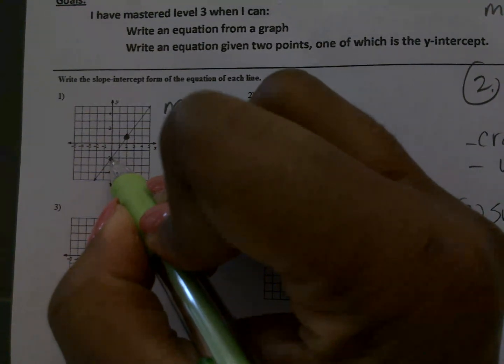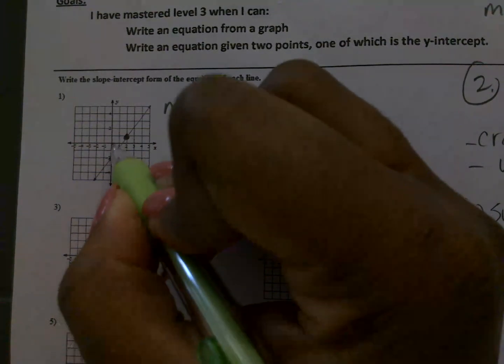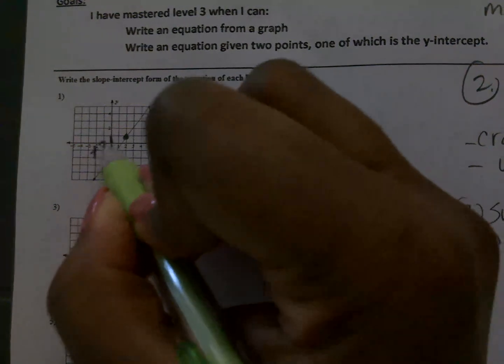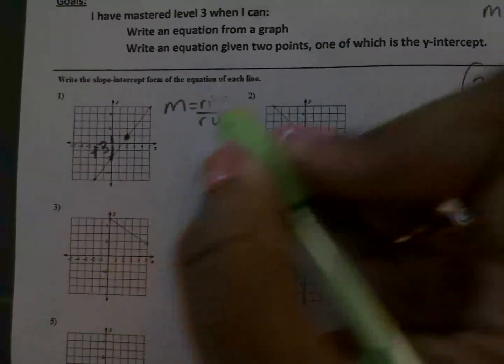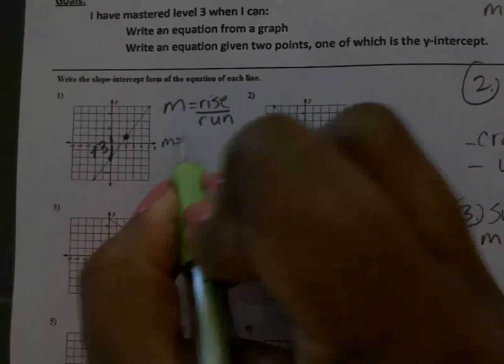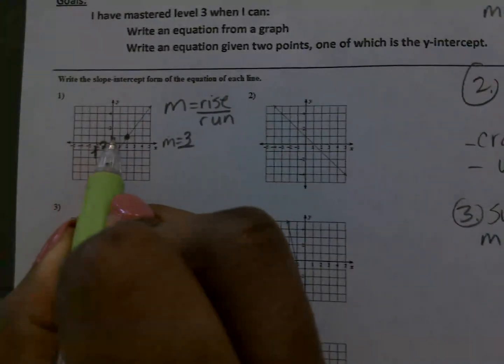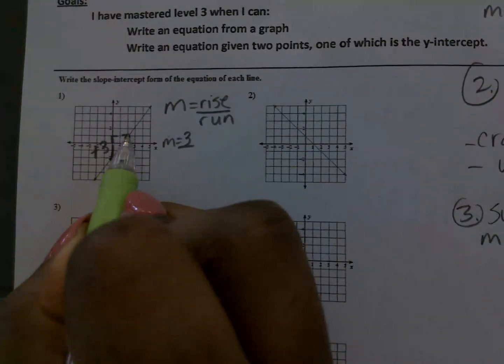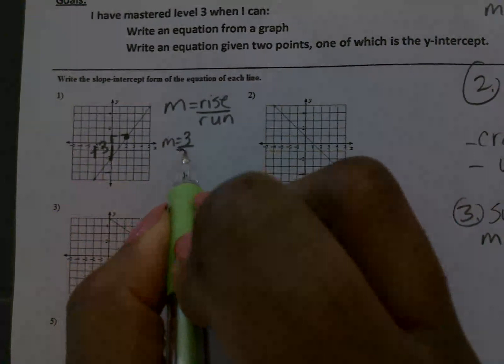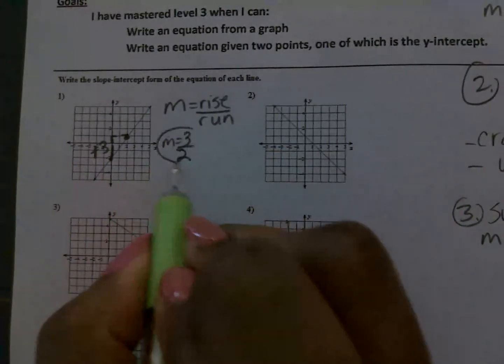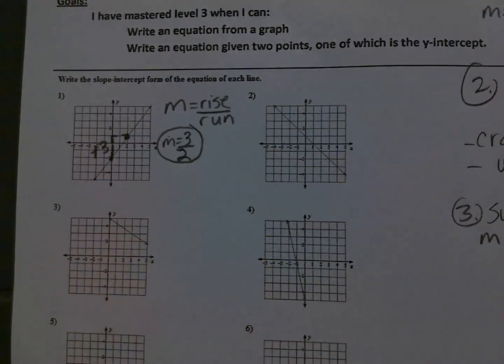Rise, I go up, so that's positive. 1, 2, 3. So my top number is a positive 3. I'm going to the right. That's positive 1, 2. So my bottom number is a positive 2. This is my slope. Oh, that looks good. All right. Any questions about how to find slope now?